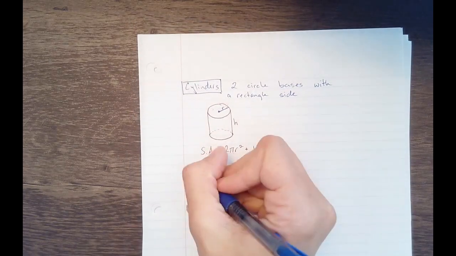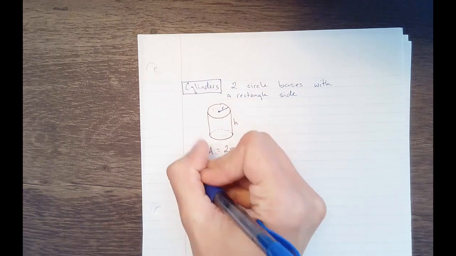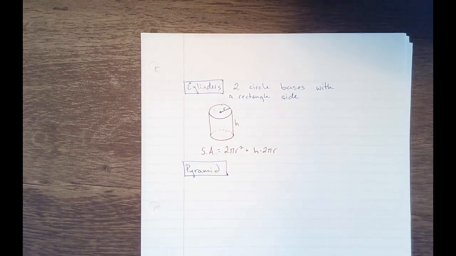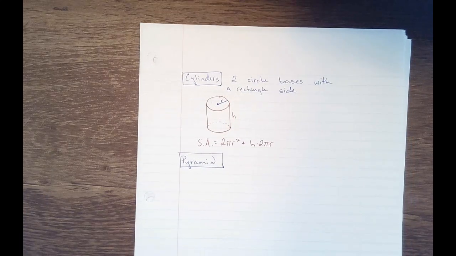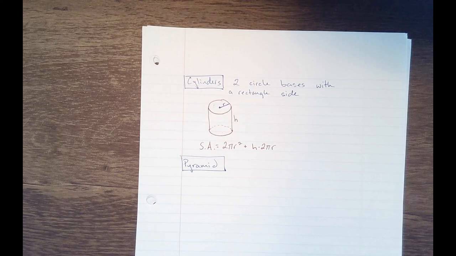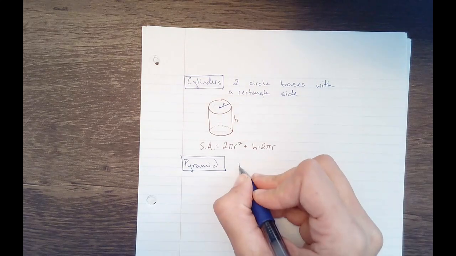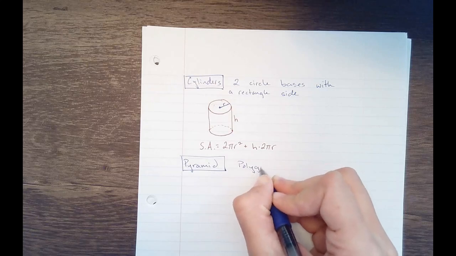So our pyramid, we are going to have a polygon base with triangle sides. Right, so it's only going to be one polygon as the base.